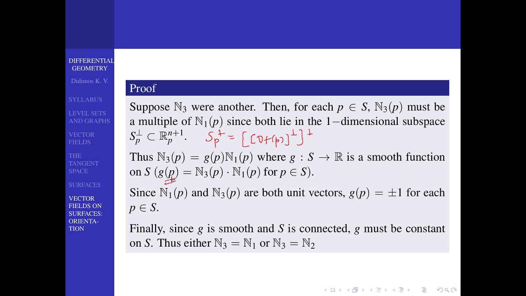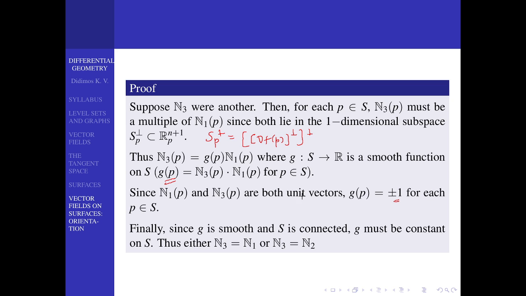That means this g is a continuous or smooth function defined on a connected set. The continuous image of a connected set is connected, so the range of g should be connected. But g of p takes only the values plus or minus 1, since n1 of p and n3 of p are both unit vectors. So g of p is plus or minus 1, and the range of g should be a connected subset of R. Then g of p is equal to 1 for all p, or otherwise g of p is equal to minus 1 for all p. This is the requirement.